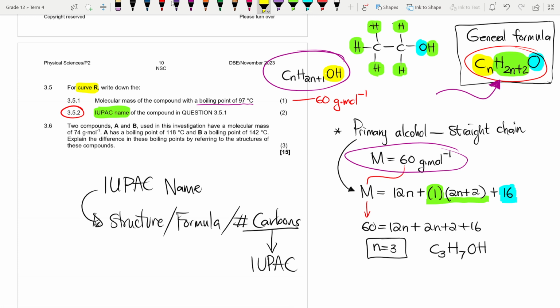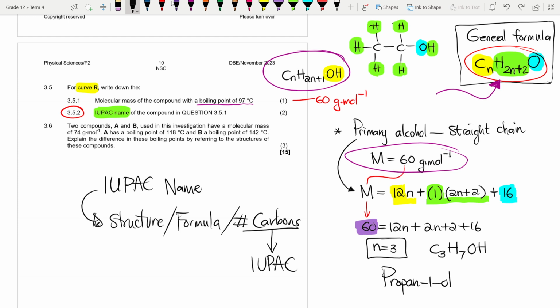Carbon is multiplied by n, so it's the molar mass of carbon, which is 12 from the periodic table, multiplied by n, and that n is what we're trying to solve. Then if I substitute my molar mass, which is 60, which I found from the graph, then I simplify and I find n equals 3. Therefore, I know it's a primary alcohol that has 3 carbons. That's just propanol, or propan-1-ol.